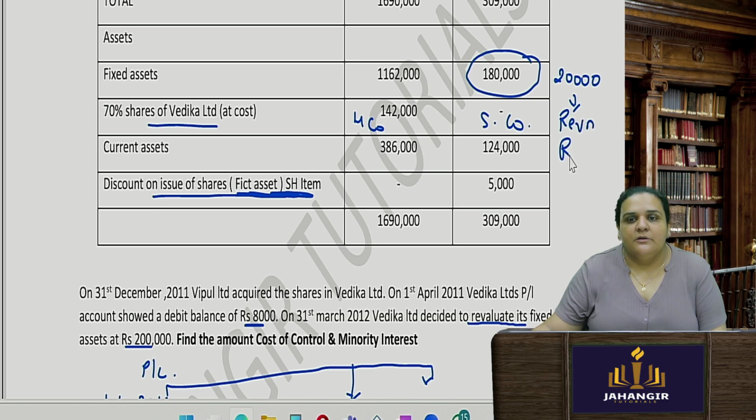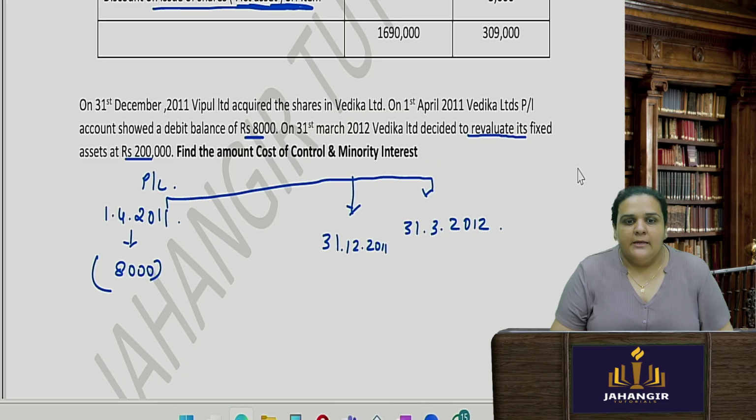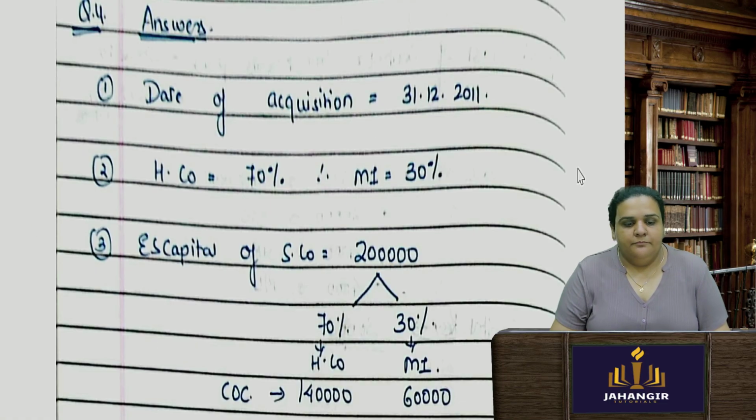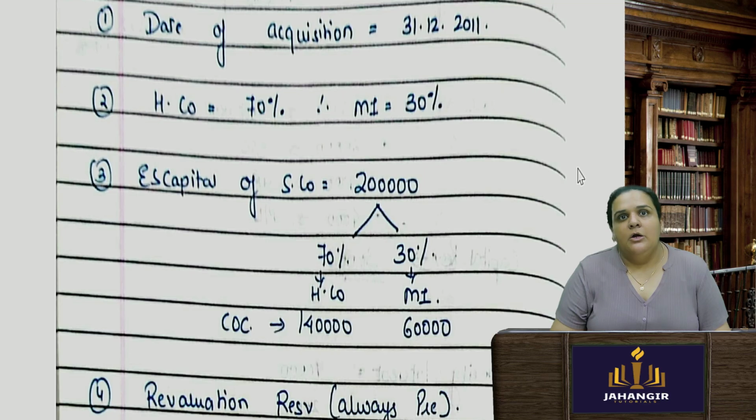Revaluation reserve is also a shareholder's item. It is always treated to be pre. Though it was done at the end of the year, it will be treated as pre. Why? Because it is of the assets which were already existing before Vipul came into the picture. So now, the date of acquisition is 31st of December. Holding company share they have already told me is 70%, and minority interest will now become 30%.